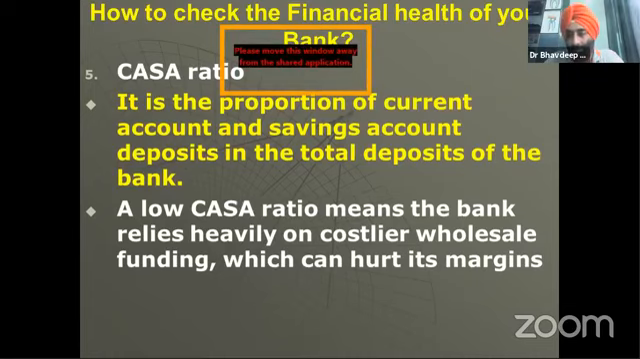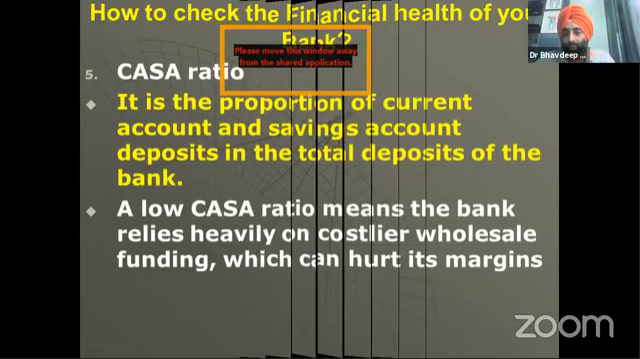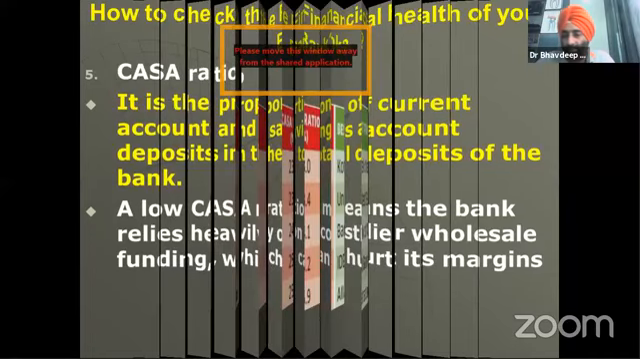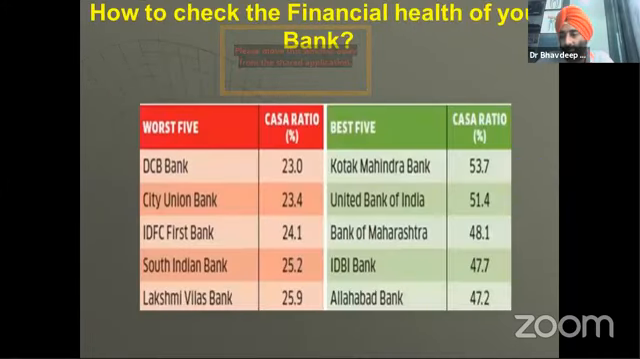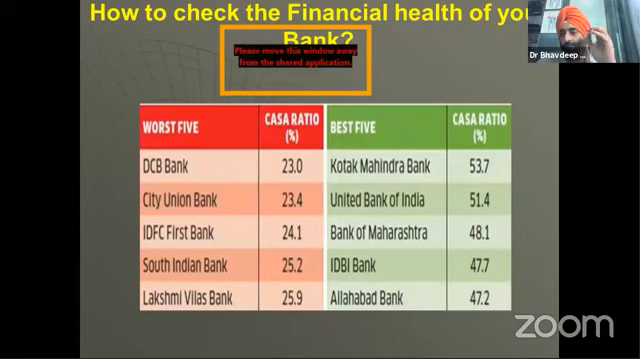That is why the bank people keep after you: please open an account, open one for the whole family, open one for everyone. They are like this not for their commission, but for the CASA ratio as well. Just look at the best five again: Kotak Mahindra, United Bank, Bank of Maharashtra, IDBI, Allahabad Bank. Then the worst five: DCB, City Union, IDFC First, South Indian, Lakshmi Vilas. Again, these factors do not matter individually. All the figures have to be on the negative side, at least 4 to 5 out of 8. Then only it makes a difference.